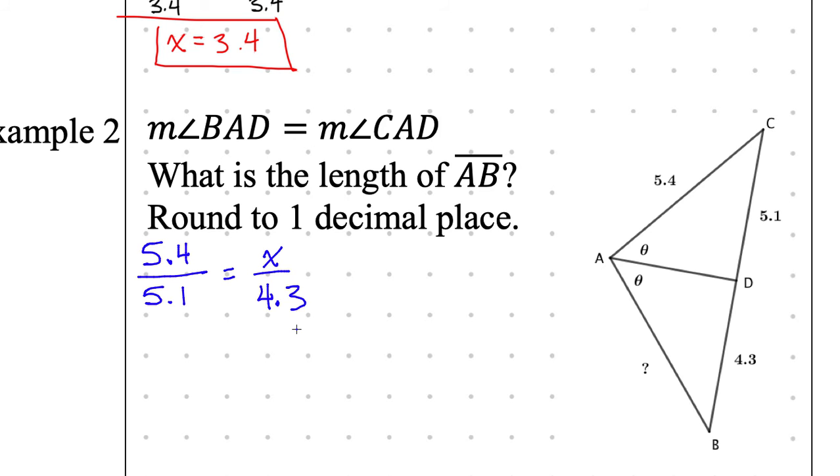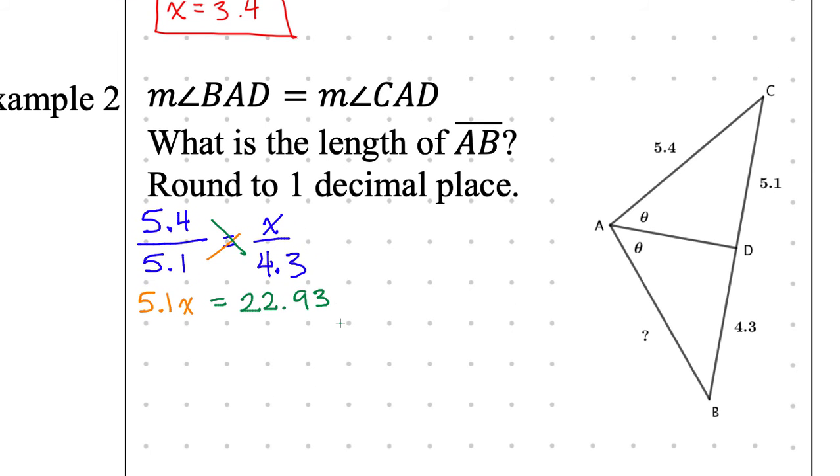I need someone else to do the next step. Someone that has their card still. Eder. Cross multiply. Can you do that for us? 5.1x equals... 22.93. All right, perfect. Everyone is good so far. 22.93. Final step. Quiet raised hand.